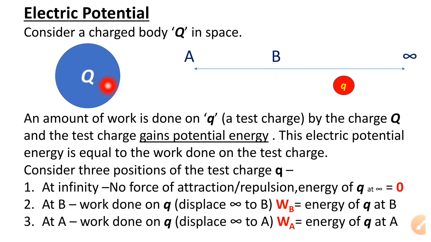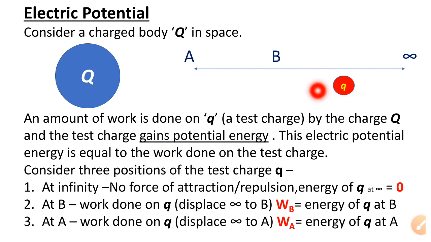So this test charge will gain some energy, because work is done on this body. We will say that the test charge gains some potential energy because work is done on it. The electrical potential energy gained by the test charge is exactly equal to the work done on the test charge. Okay, so consider 3 points.